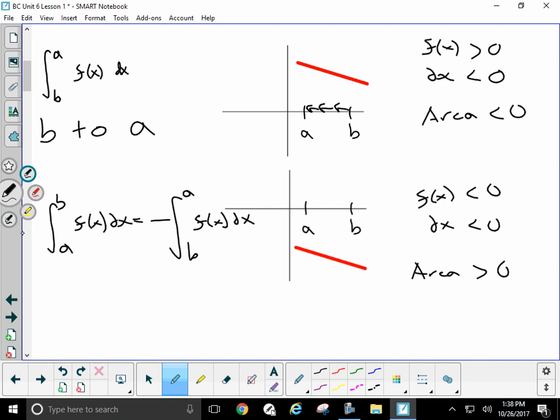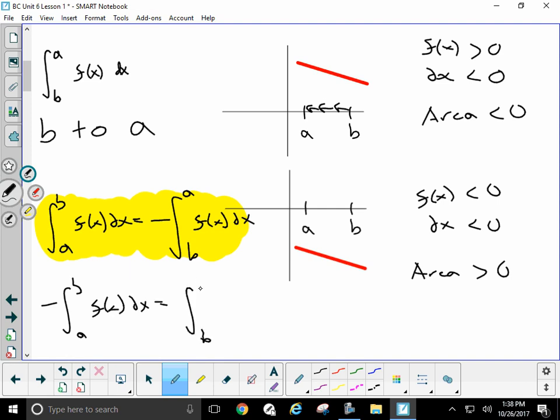This is the rule that you kind of have to understand, this property. A to B is opposite B to A. Or the other way around. You could say the opposite of A to B gives you B to A.